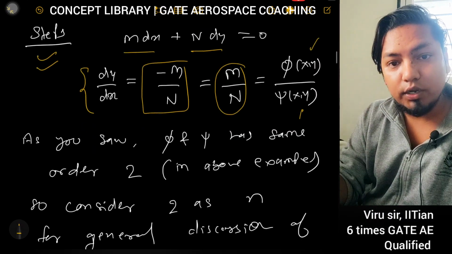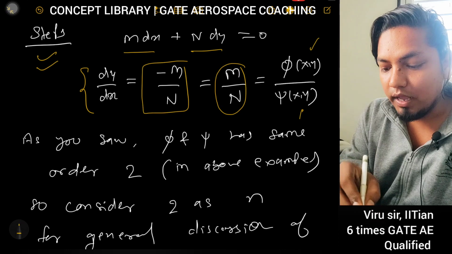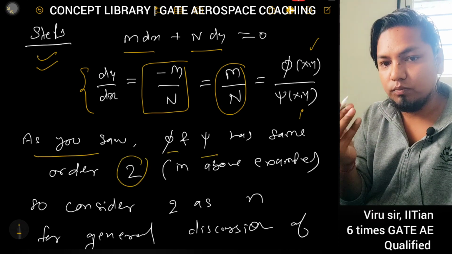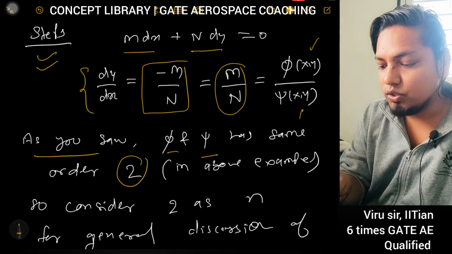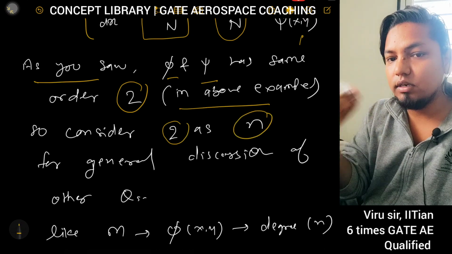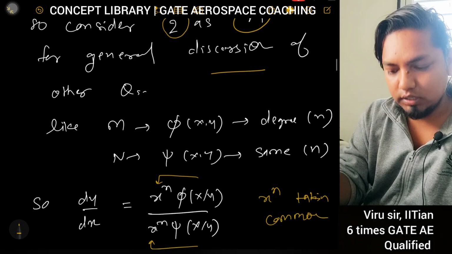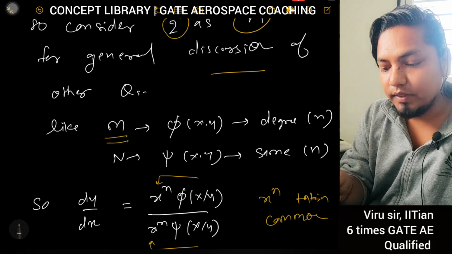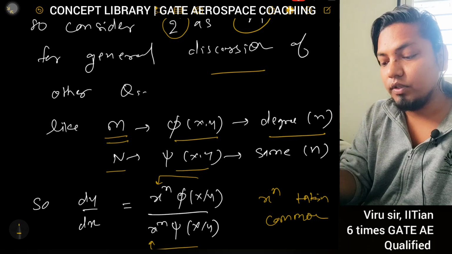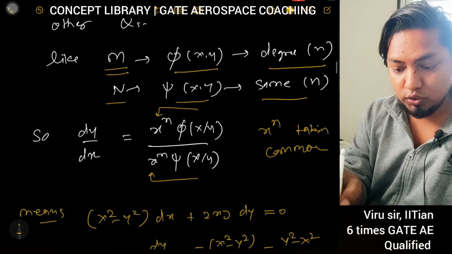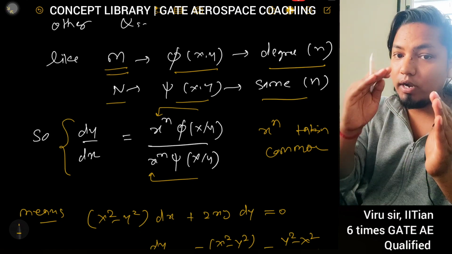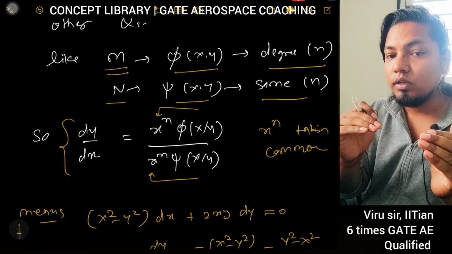Now your job is, because I know the degree already in the question itself, as you saw, phi and psi have the same degree, 2. In this example, the degree was 2. So consider it as n for general discussion of other questions. You have m, that was phi, for that the degree was n. You had n, psi, for that also you had the same degree n. So now in dy by dx, you take x power n common from phi and x power n from psi also.